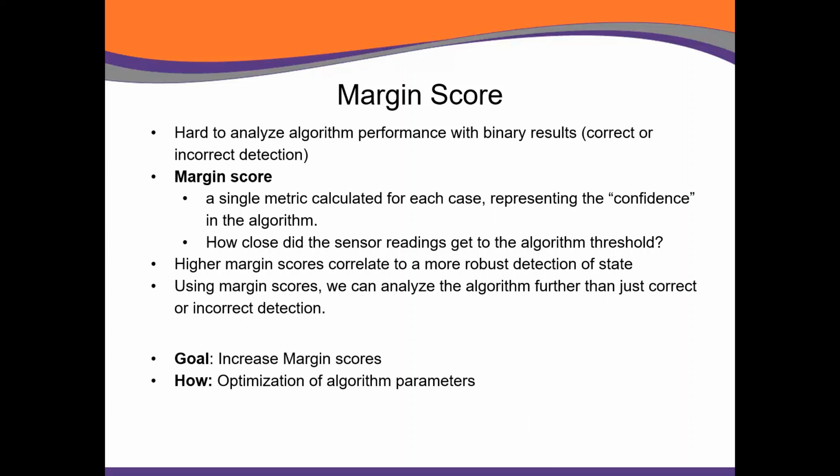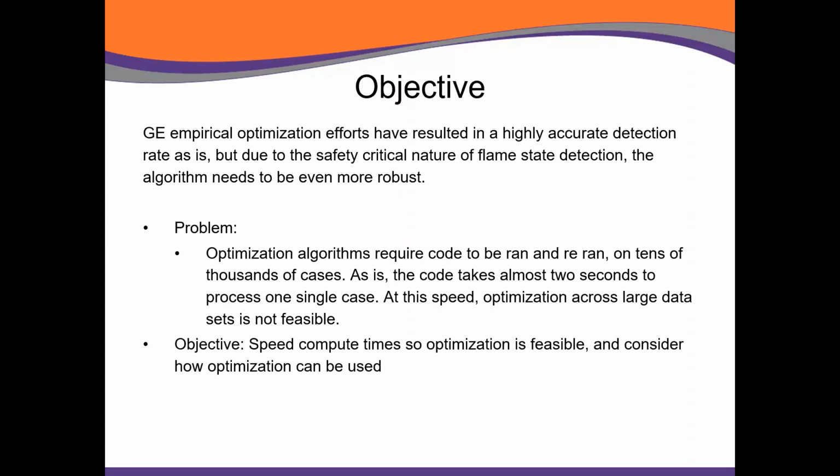So the overall goal is to create a more robust algorithm. And in order to do that, we must obtain increased margin scores. And the way we increase margin scores is by optimizing the algorithm's parameters. GE's optimization efforts up until this point have resulted in a highly accurate algorithm. However, it is still not as robust as they would like.